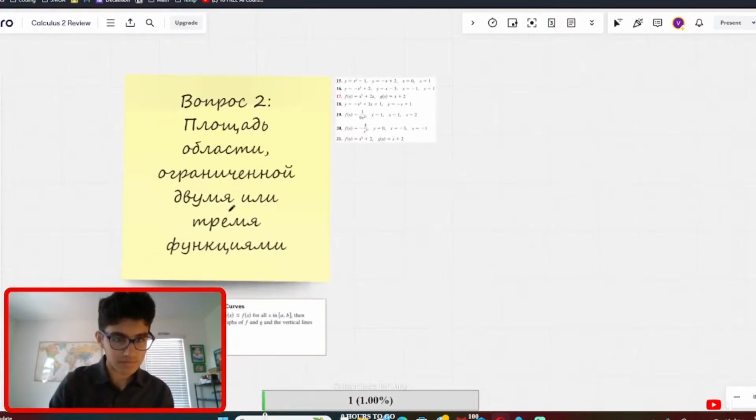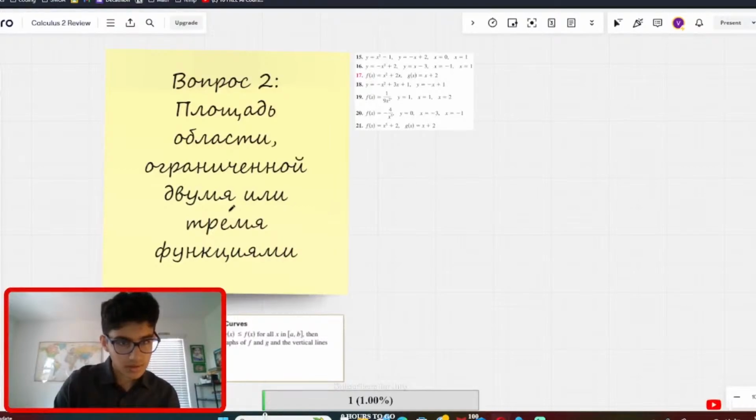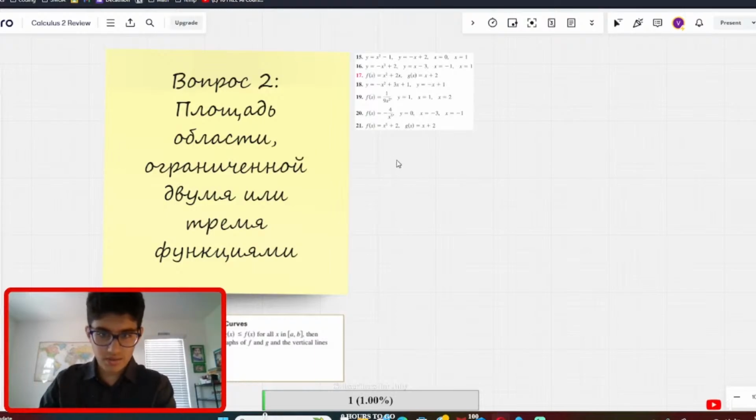Next one is area between two curves. I tried to read it. So yeah, basically just the area between two curves. And the formula over here, it's written over here. It's f of x minus g of x. Integrate that from a to b. And just to show you what that means, kind of just to review that.